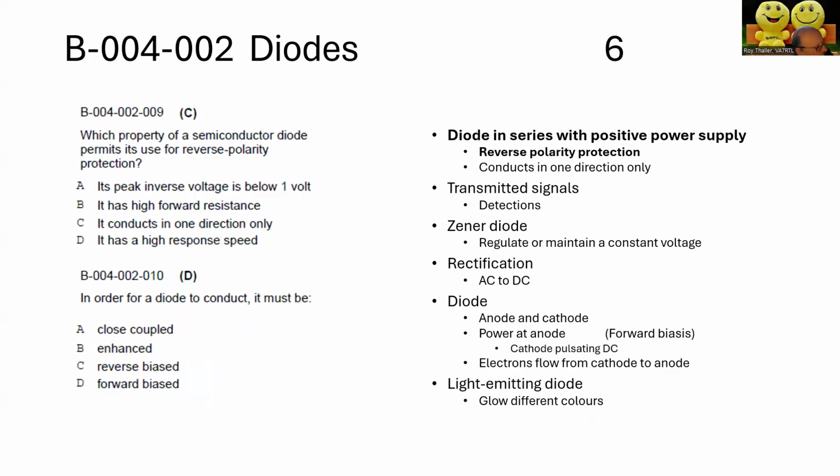Which property of a semiconductor diode permits its use for reverse polarity protection? So that would be C. It conducts in one direction only. In order for a diode to conduct, it must be D, forward biased. If it's reverse biased, it doesn't conduct any current or a minimal amount of current. Most of the current would be traveling if it's forward biased.